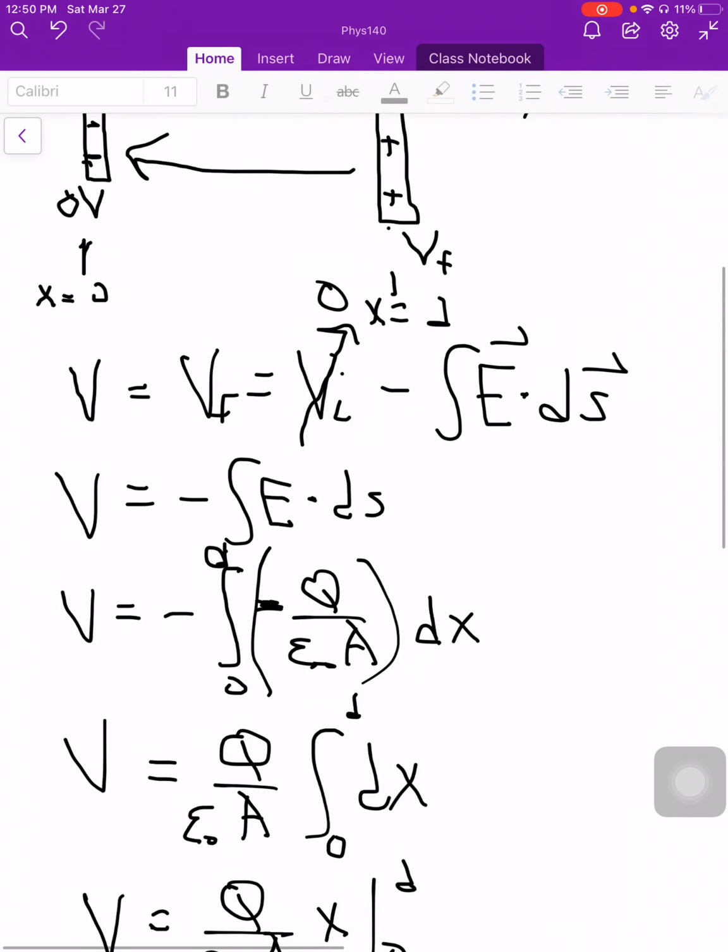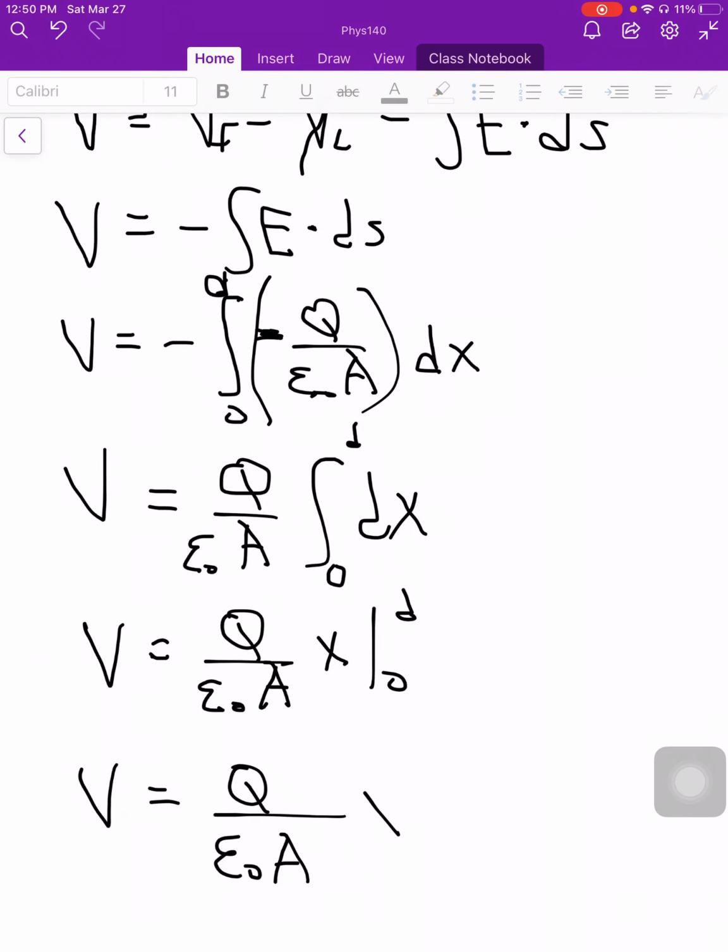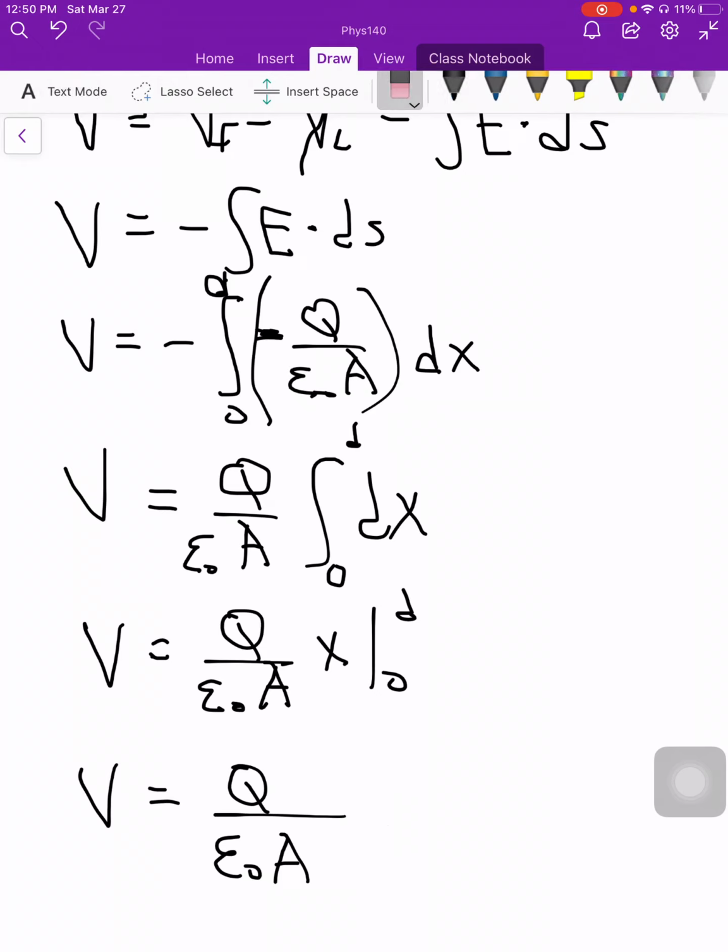Oops. What happened? Let me see if I should use the erasers so it doesn't do that again. Times d. Yep, and that's my answer.